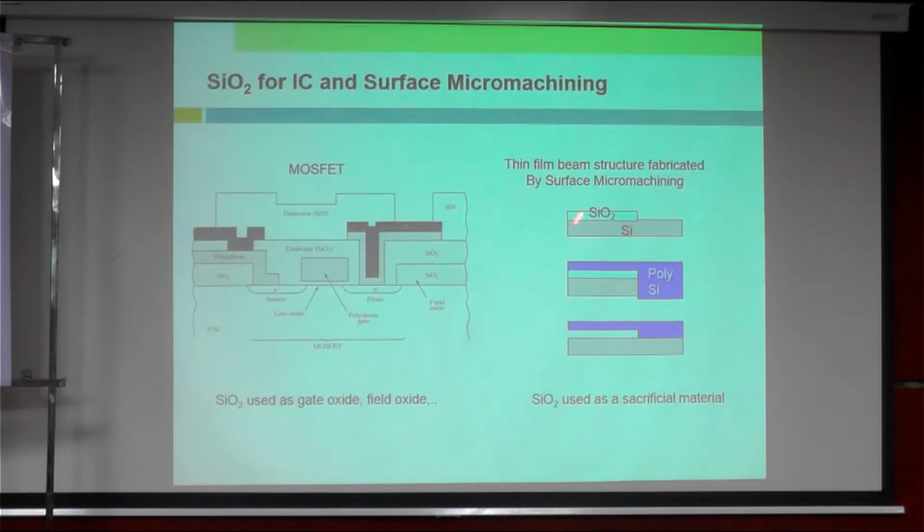As you can see here, we have a silicon substrate, then silicon dioxide. In order for you to make this structure, you need to deposit maybe the whole surface, then you do the process. Here you have polysilicon deposited. In this case, the silicon dioxide acts as a sacrificial layer. After you deposit the polysilicon, you remove this silicon dioxide, then you get the cantilever of polysilicon. So this acts as a sacrificial layer. And in this case, on the left-hand side, silicon dioxide is used as gate oxide, field oxide, etc. So it serves different purposes, but with the same material.